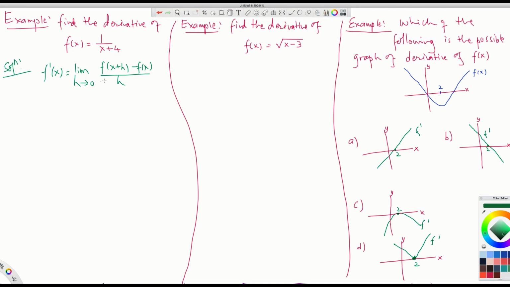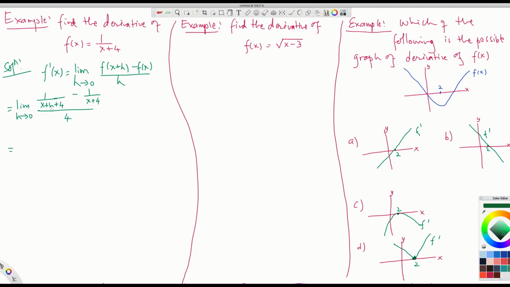It's just a notation. So what is f of x plus h? That is 1 over x plus h plus 4, right? Because this is f of x, and if you want to find f of x plus h, you replace x by x plus h. So minus 1 over x plus 4, divided by h. But don't forget the limit there, okay? There is still limit h tends to 0. Don't forget that.